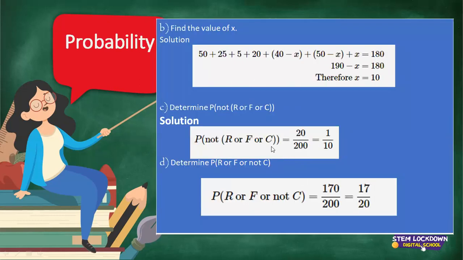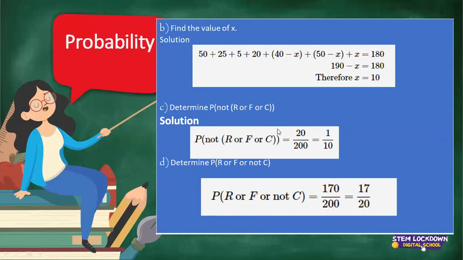Okay. Now, next question, determine the probability of not rugby, soccer, or cricket. So that means we're going to find the probability of not rugby, soccer, or cricket, which is equal to 1 minus the probability of rugby or soccer or cricket. So the probability of rugby, soccer, and cricket is what? 180.